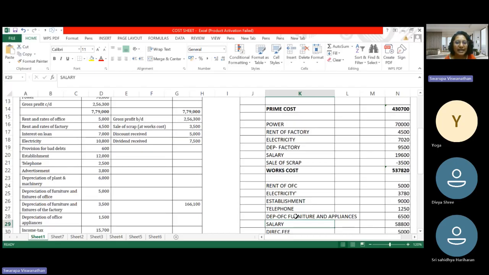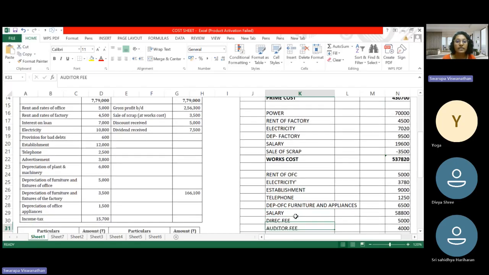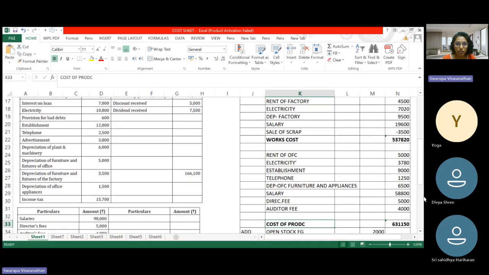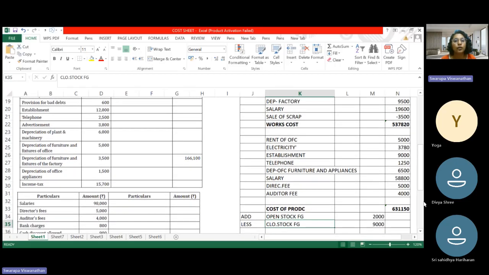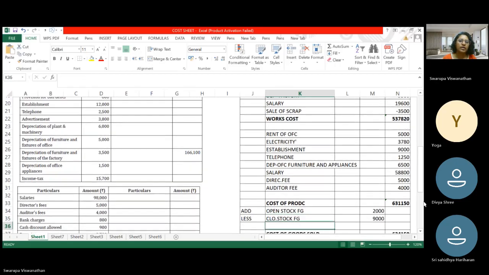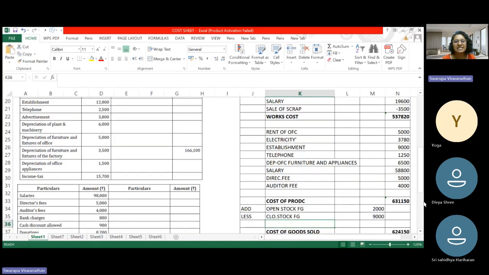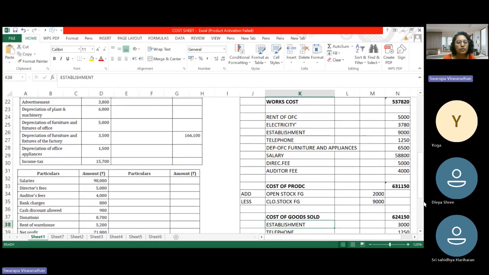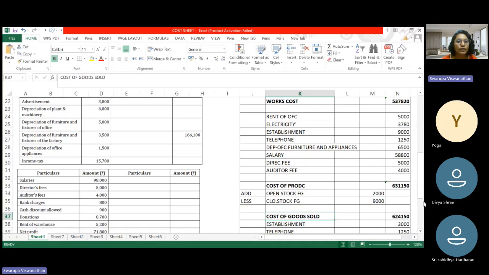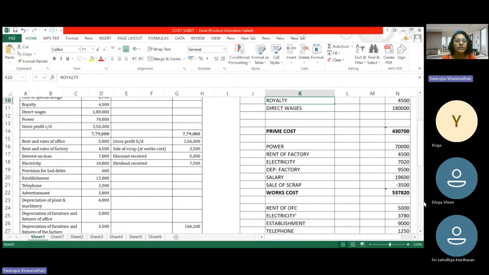Then we add admin overheads to works cost. We will get cost of production. To cost of production, you need to adjust opening stock of finished goods and closing stock of finished goods. Then you will get cost of goods sold. The difference between the sale value and cost of goods sold is the profit as per cost records. So this format is something we should memorize and remember.